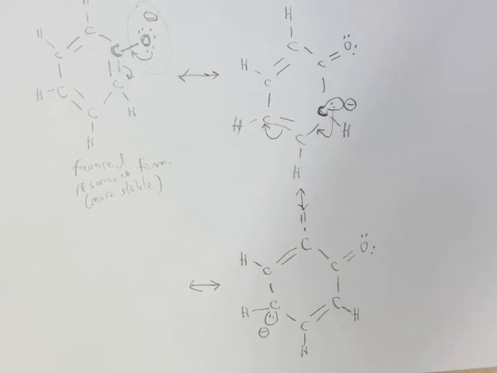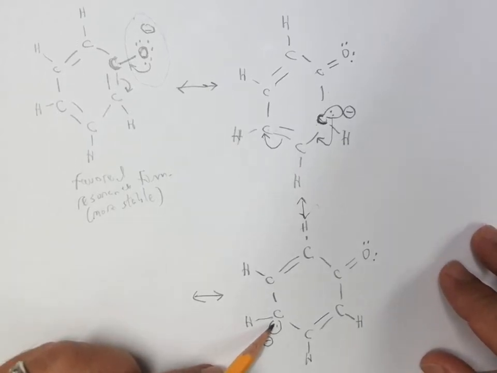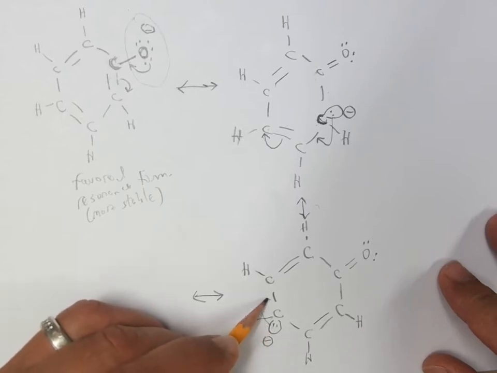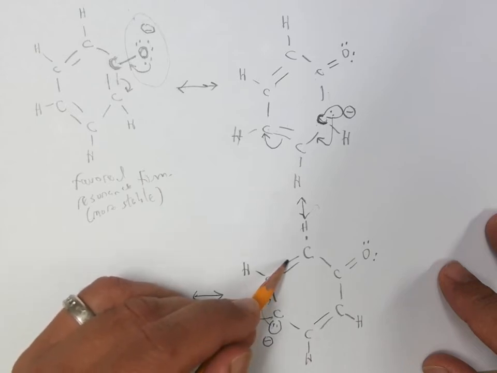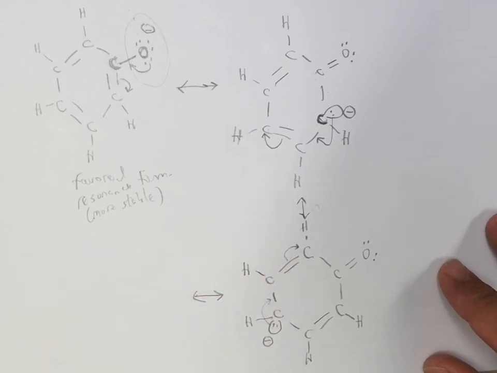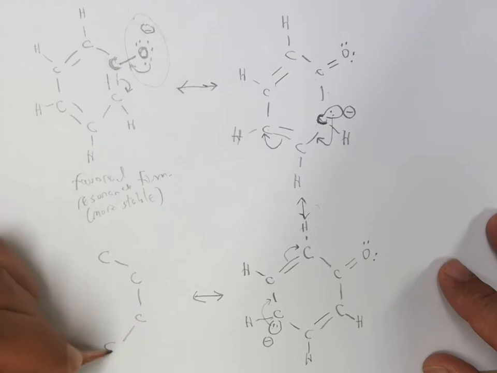Go ahead, push that up a little, get everything on the screen. And then one final push to get our 4th resonance form is this negative charge can move further around the ring, become a double bond here, and then this double bond is going to move to form a lone pair on this carbon. So again, hexagonal structure.